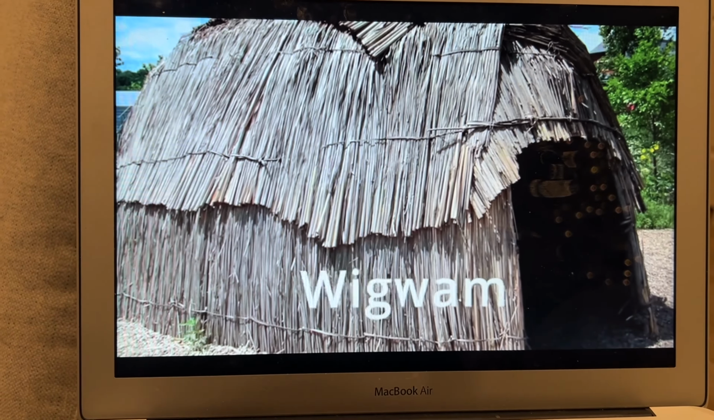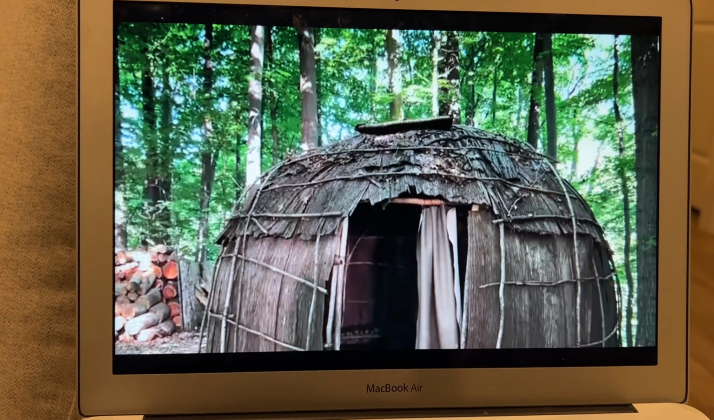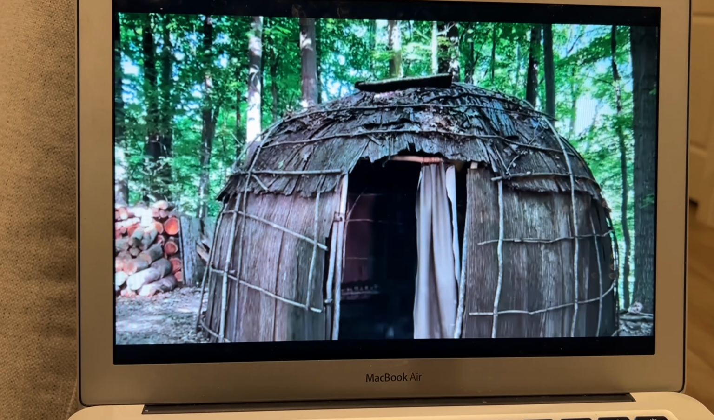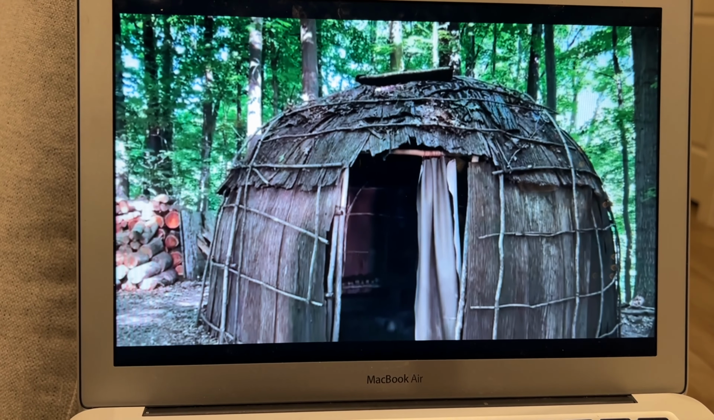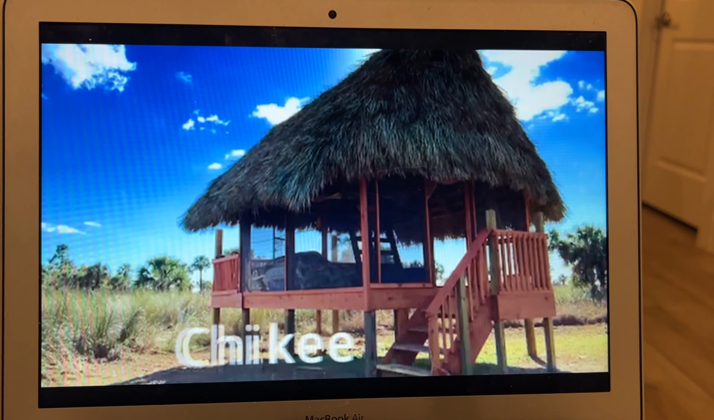A wigwam was about 8 to 10 feet tall. Like the teepee, it was also made from wooden frames. These frames were covered with sheets of bark from a birch tree near the side of a cliff, which is why it was also called a cliff dwelling. These homes were built of bricks made from clay. Igloo and chickee.